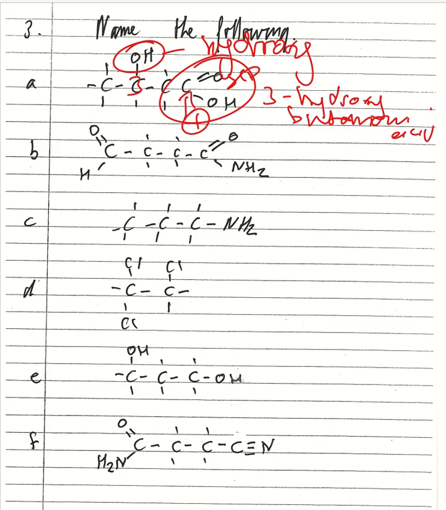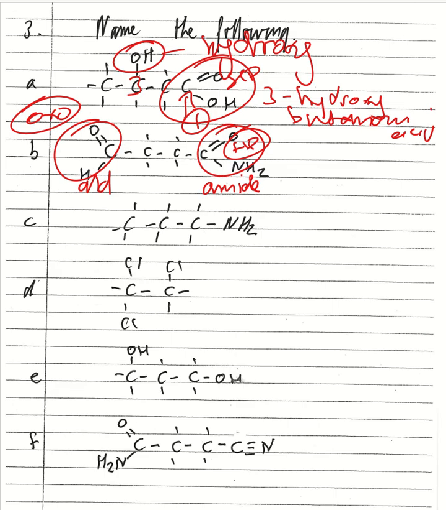The next one we have this group here, and we have this group. This group here is an amide if you learned your functional groups well, and this group here is an aldehyde. So the amide is the highest priority, and the aldehyde group is either a formyl or an oxo, it doesn't matter, as low priority. So that is 4-oxo or 4-formyl.